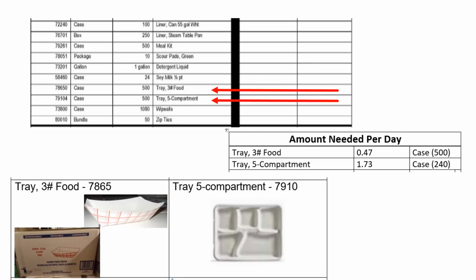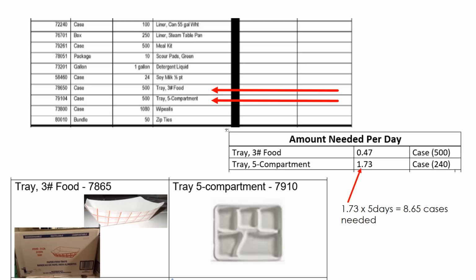returned to FPC. 3-pound food trays are to be used to serve breakfast, and 5 compartment trays are to be used to serve lunch. To determine how many 3-pound food trays and 5 compartment trays you need to order, you need to look at your supply order cheat sheet. In this example, this school uses 0.47 of a case of 3-pound food trays and 1.73 cases of 5 compartment trays every day. To determine how many 3-pound food trays to order for 5 days of meals, take 0.47 times 5. That means you need 2.35 cases. To determine how many 5 compartment trays to order for 5 days, take 1.73 times 5.